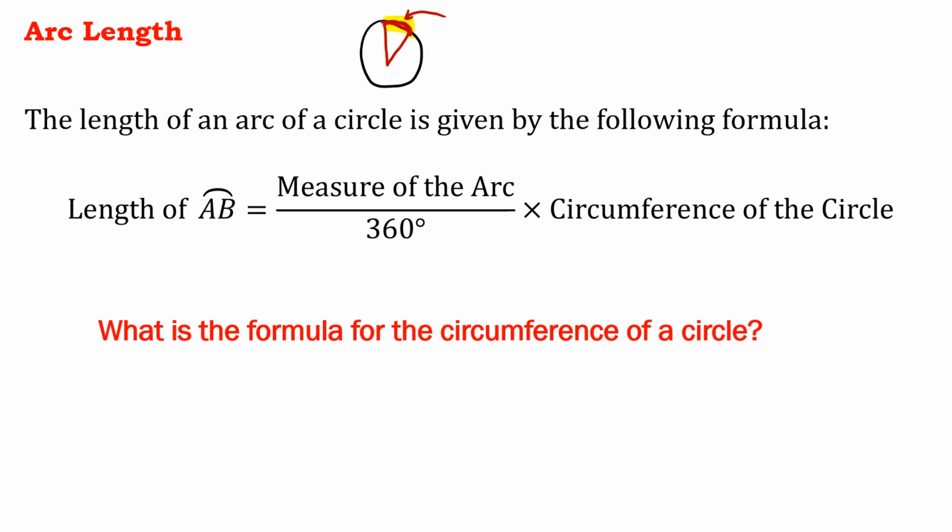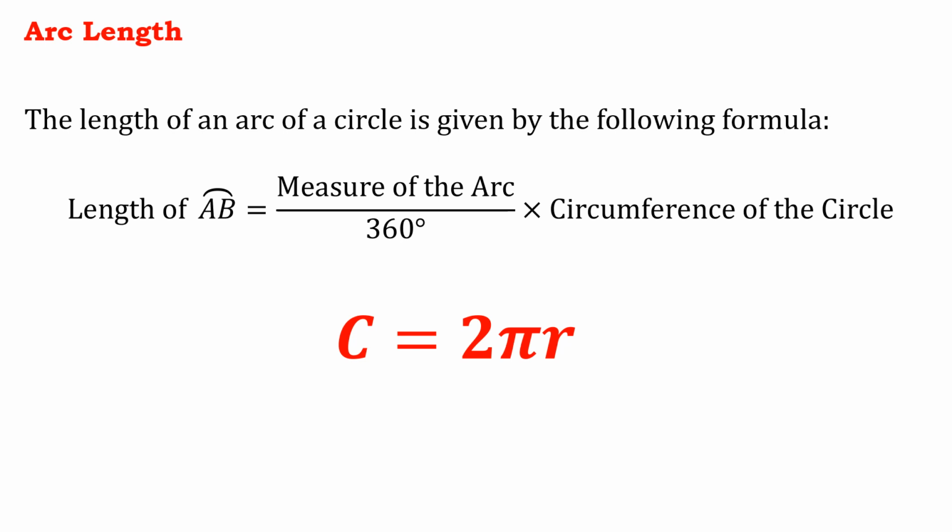C equals, did you say pi r squared? That's wrong. It's not pi r squared. It's 2 pi r. Do y'all remember that? So the circumference of the circle is C equals 2 pi r. So we are going to need to use that formula as well.